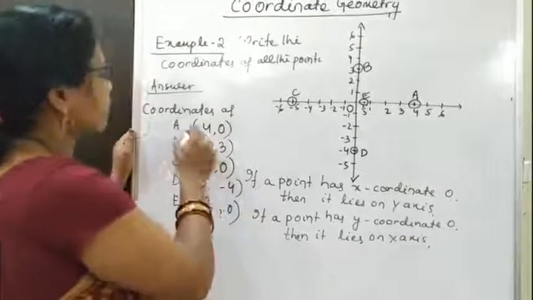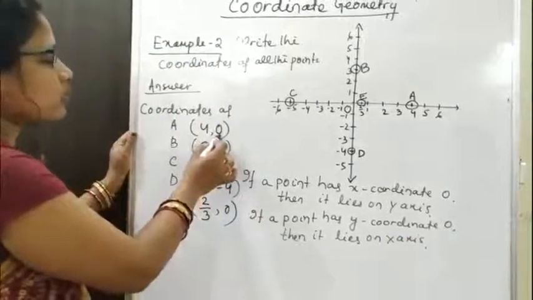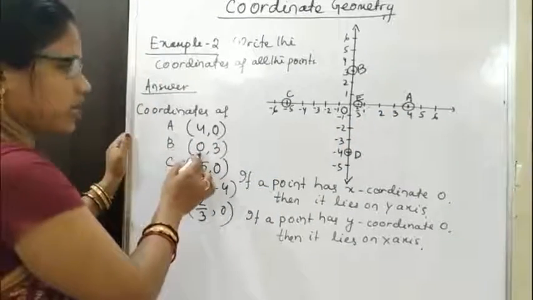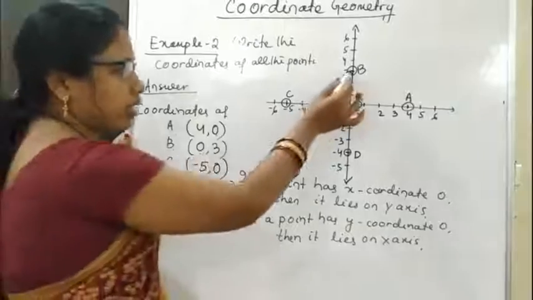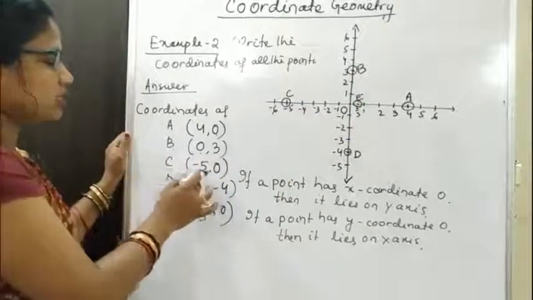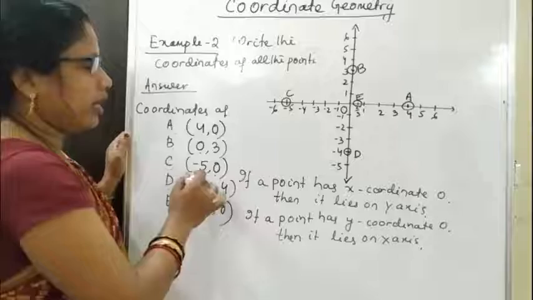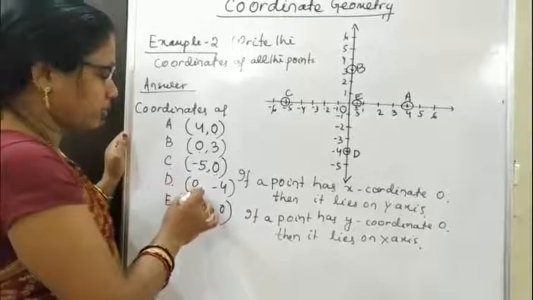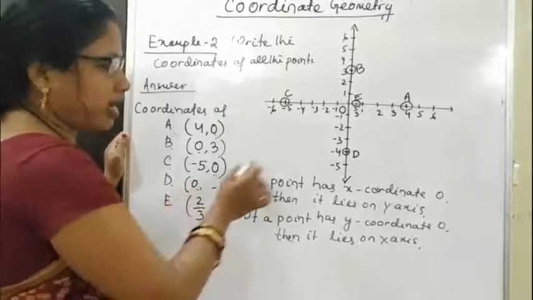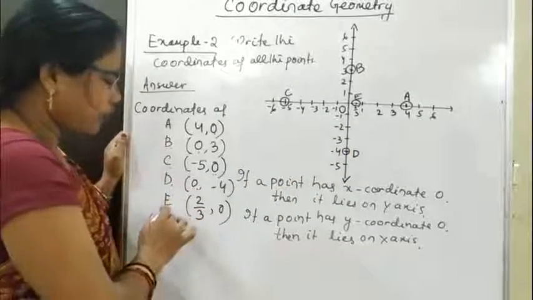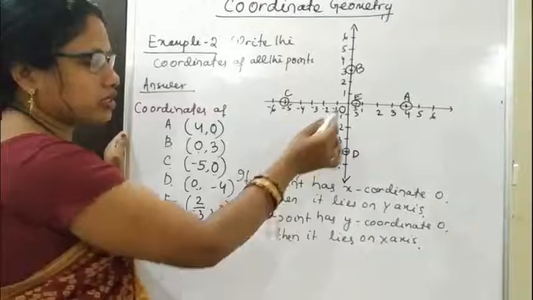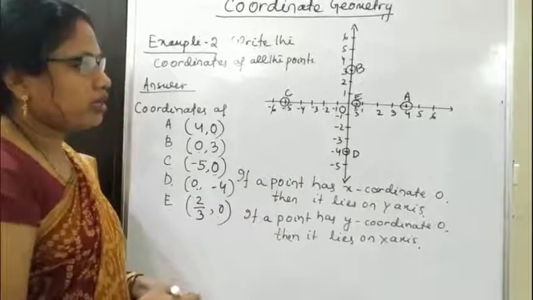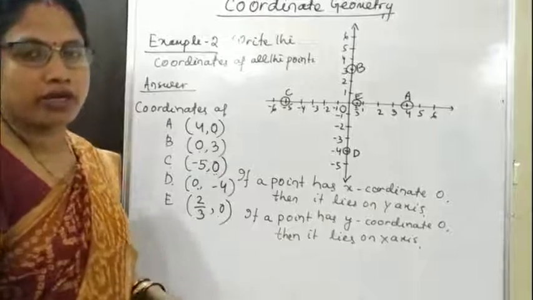So here in case of A, the y coordinate is 0, so it lies on the x axis. Point B has x coordinate 0, so it lies on the y axis. Point C has y coordinate 0 and it lies on the x axis. Similarly, D has x coordinate 0, so it lies on the y axis. And point E has y coordinate 0 and it lies on the x axis. In this way, you find the position of a point in a Cartesian plane.